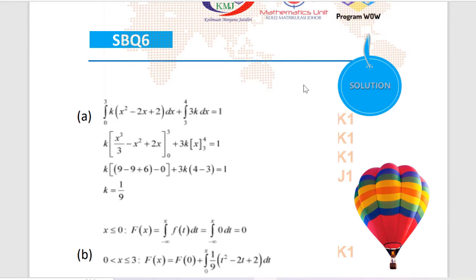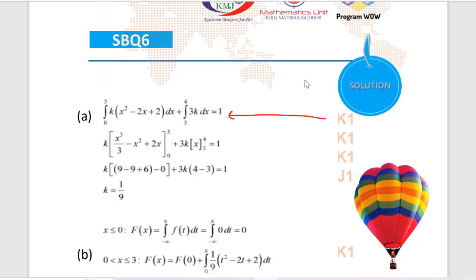So, we integrate from 0 to 3. Okay, function k(x square minus 2x plus 2) with respect to x, and then integrate from 3 to 4, 3k with respect to x, and equate it to 1. So, this one we can get K1. Okay, so this one we integrate.